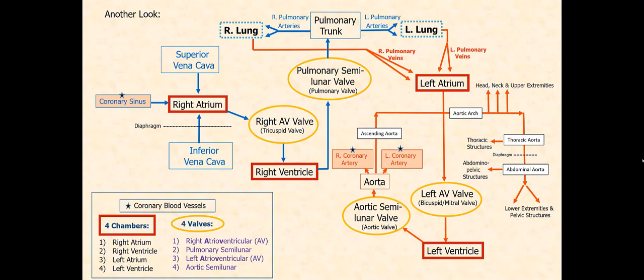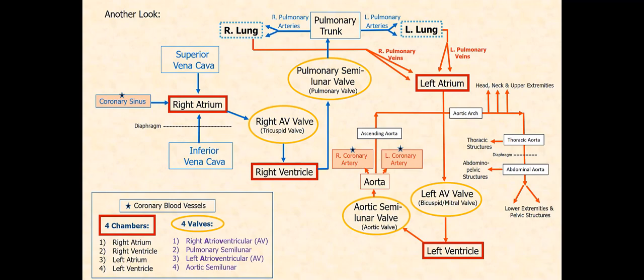Remember that the pulmonary circuit are blood vessels that deliver deoxygenated blood to the lungs from the heart and oxygenated blood from the lungs back to the heart. This blood flow is referred to as the pulmonary circulation, while the systemic circuit are blood vessels that deliver oxygenated blood from the heart to all the tissues and organs of the body and deliver deoxygenated blood from these same tissues and organs back to the heart.